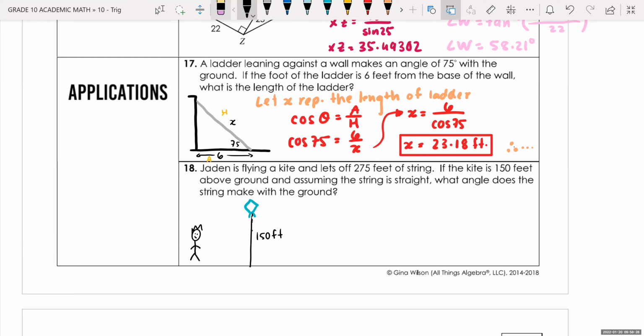And we're kind of assuming that I did draw Jaden, but really we're going to assume that that string goes all the way to the bottom of the ground. So it's going to be 275 feet. So not the most accurate diagram. Because obviously when you're holding a kite, you're not holding it from the bottom of the ground, but I guess we're just going to have to pretend a little bit. So Jaden is like here, the kite string is 275 feet. The kite is 150 feet above the ground. What angle does the string make with the ground? So they're trying to ask us what this theta right over here is.